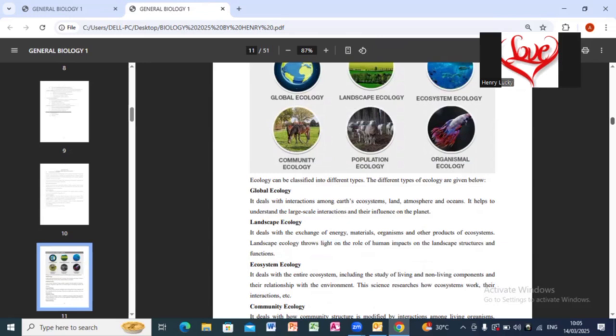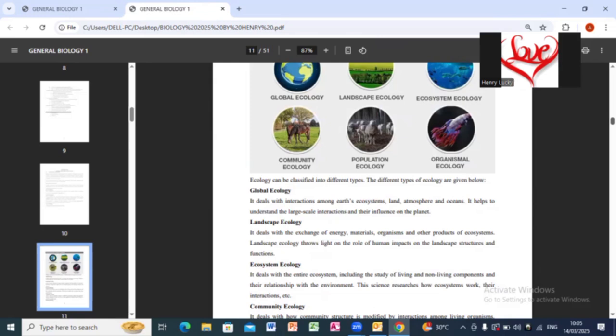It helps us to understand the large scale of interaction and their influence on the planet. That is, when we talk about global ecology, we are simply looking at how the Earth interacts with the biotic and abiotic factors. That is where organisms depend on the atmosphere, depend on air, so on those abiotic components.